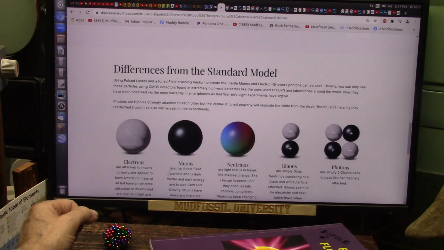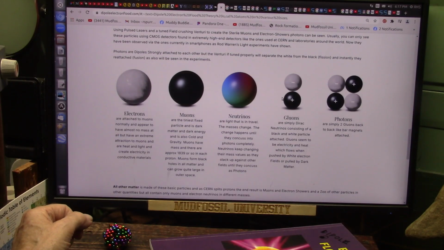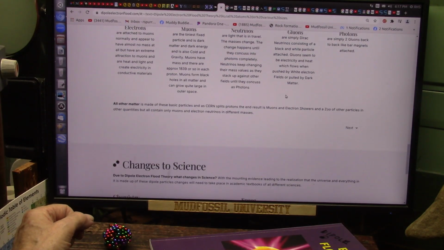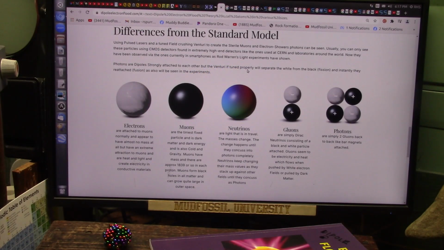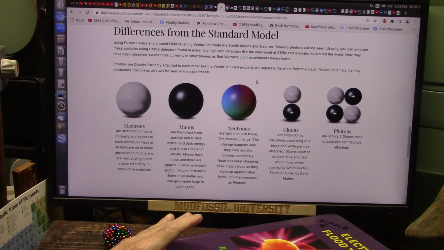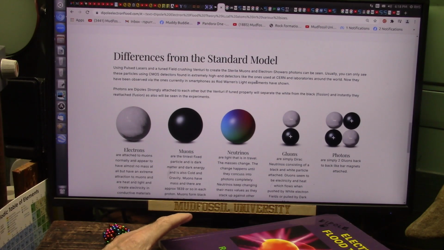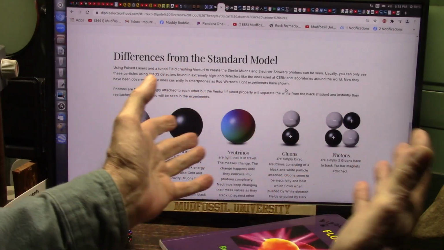All right. Now, this is going to be the differences from the standard model. Not much. Not a whole lot. And this was done on Rod Warren's light experiments, the things I've been showing. Now, he has disassociated from this now, but I hope he gets his credit for what he did, because when I saw the experiments he was doing, he didn't realize what he was doing. He was trying to get the double slit experiment, but he was using a Venturi, and I said, how did you do that?